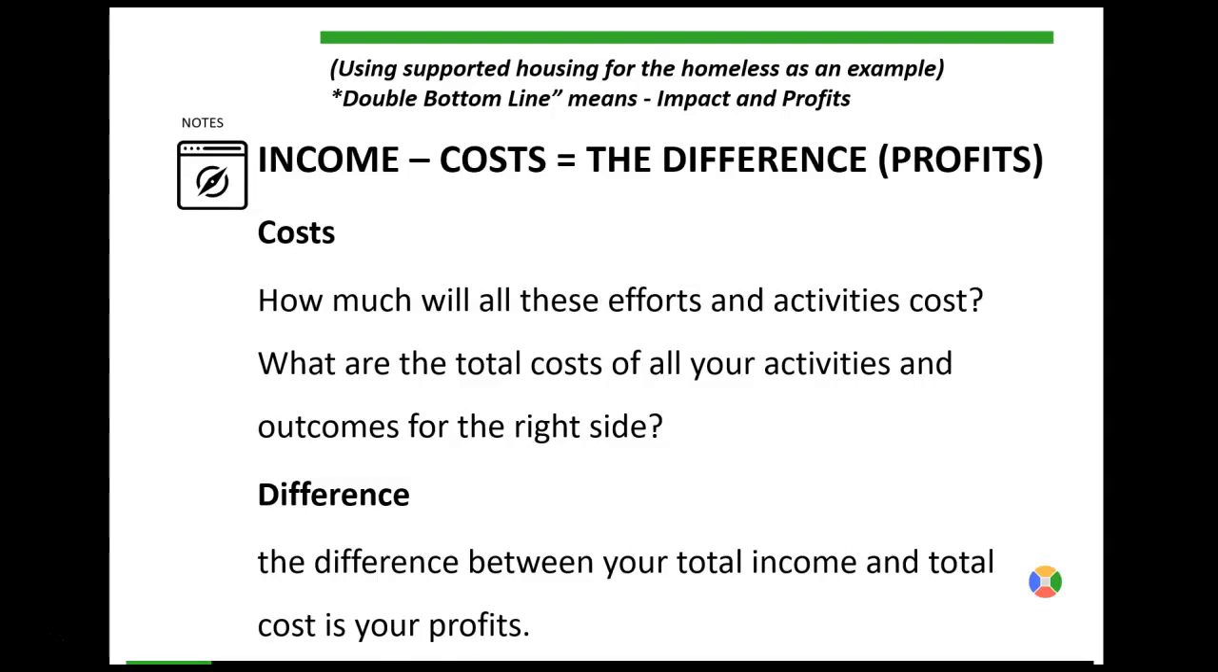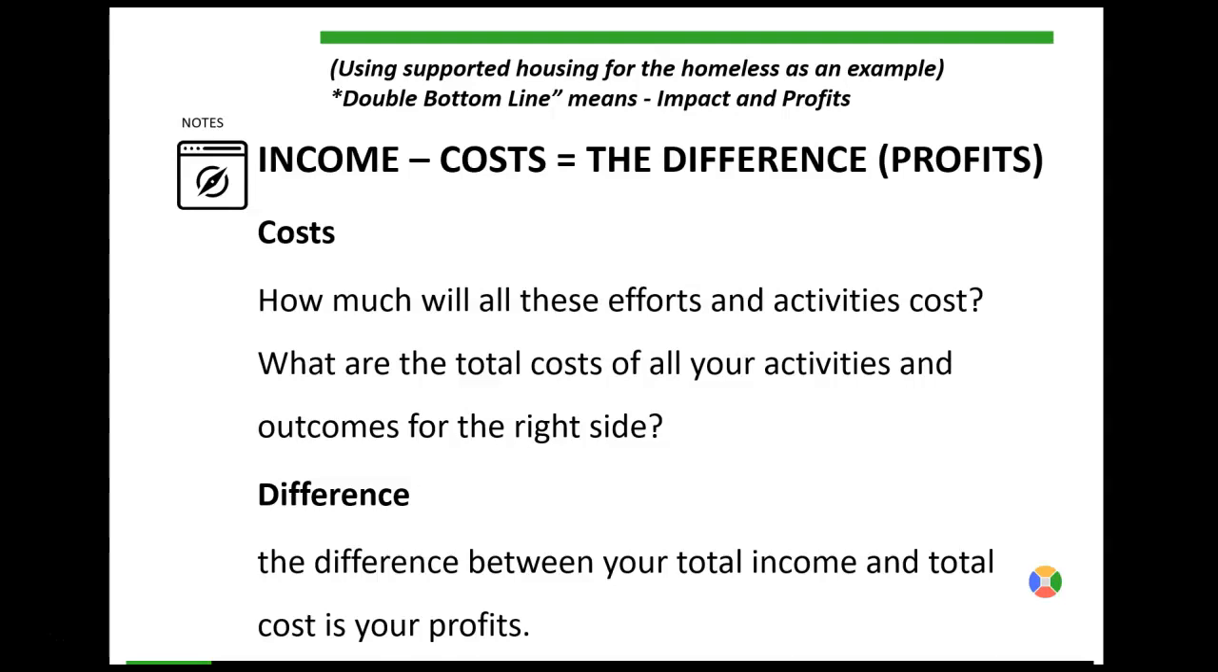So you itemize your cost, you come up with a total. You've itemized your income, you come up with a total. Then the difference between your income and the costs is your profit.